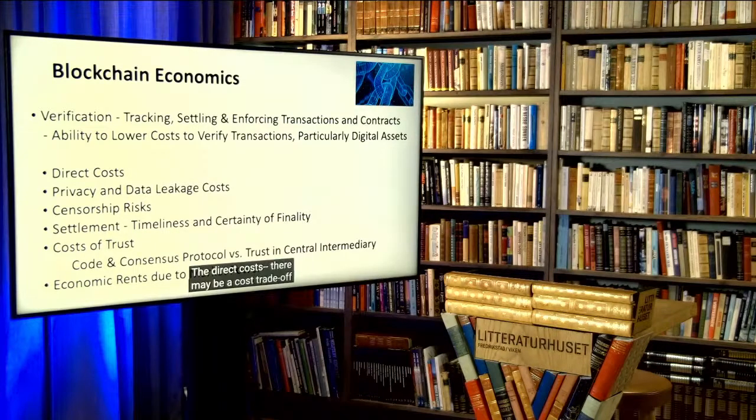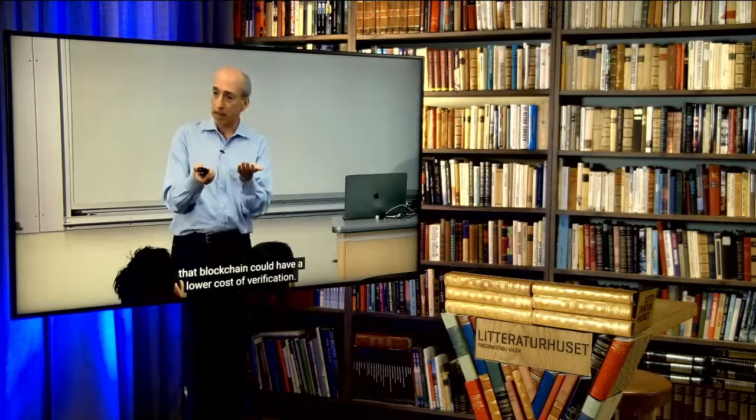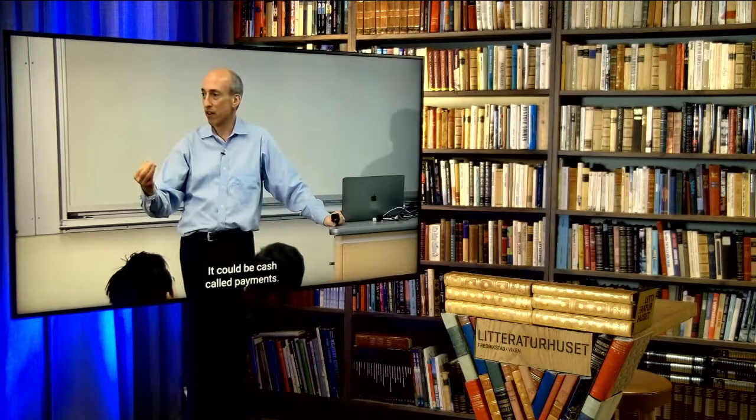The direct cost. There may be a cost trade-off that blockchain could have a lower cost of verification. It doesn't always, but a lot of verification in finance has multiple back offices trying to reconcile between ledgers. We've talked a lot in this class about ledgers. Ledgers recording property rights. So you can have one bank recording the property rights, another bank recording a property right. It could be the ownership of equities. It could be cash, called payments. So there's a lot of direct costs that it can lower.